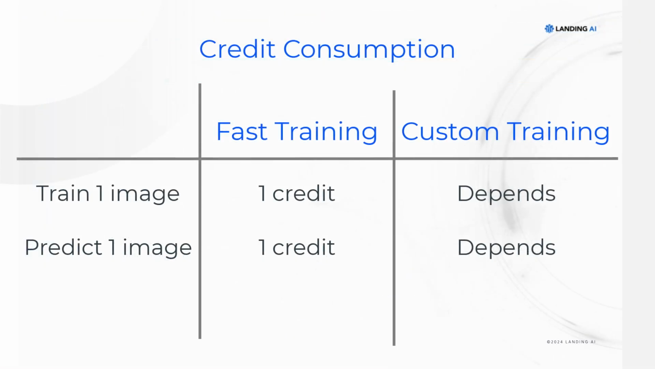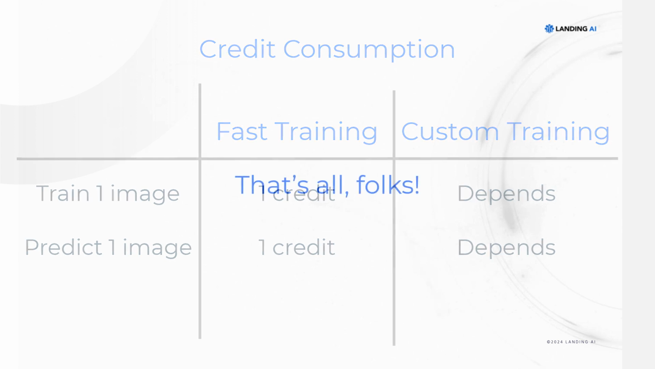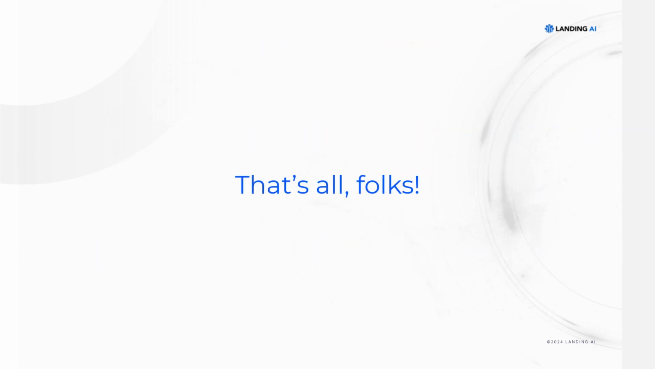Also, we haven't made any changes to fast training. Training and inference continue to cost only 1 credit each. And that wraps up the updates for this release.